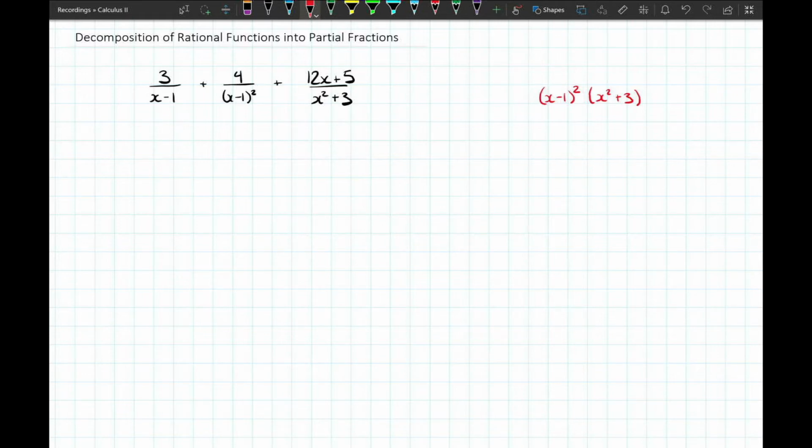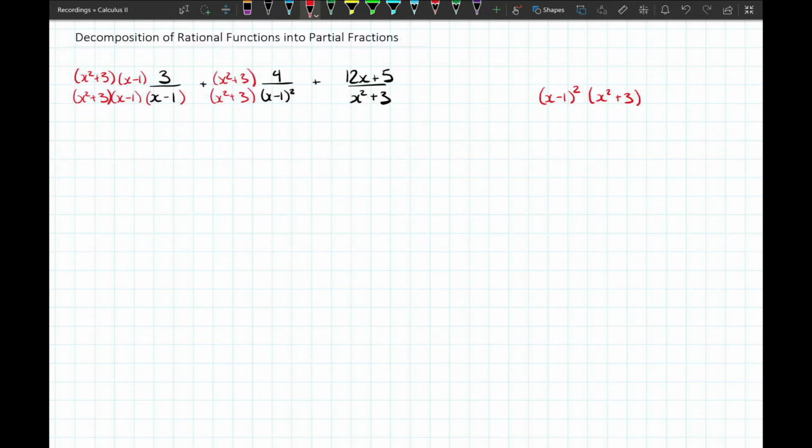And I can always take a rational function and multiply numerator and denominator by the same non-zero expression. So for this first rational expression, I need to multiply by another factor of x minus 1, and I need to multiply by a factor of x squared plus 3. I'll have to do the same thing to the numerator. For my second expression, I only need to multiply numerator and denominator by x squared plus 3. For my last rational expression, I need to multiply numerator and denominator by (x minus 1) squared.